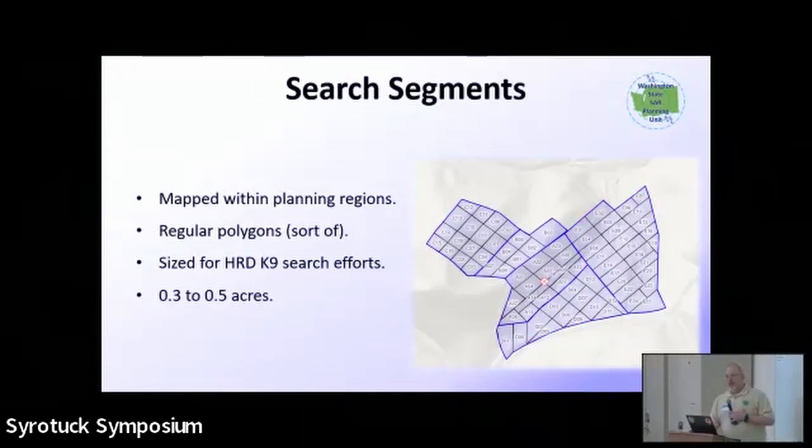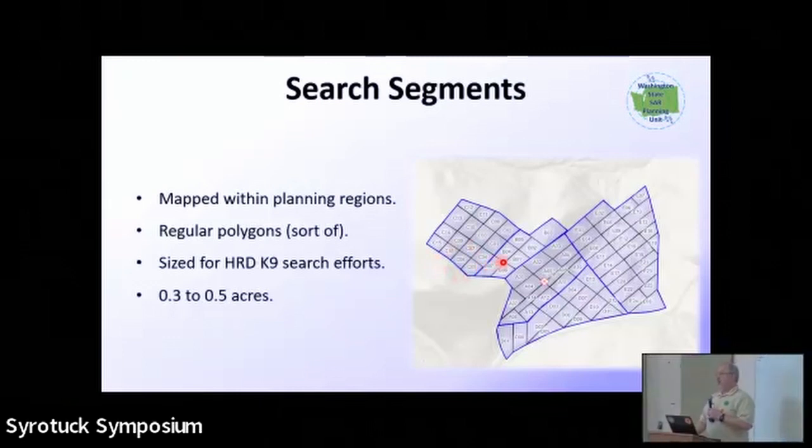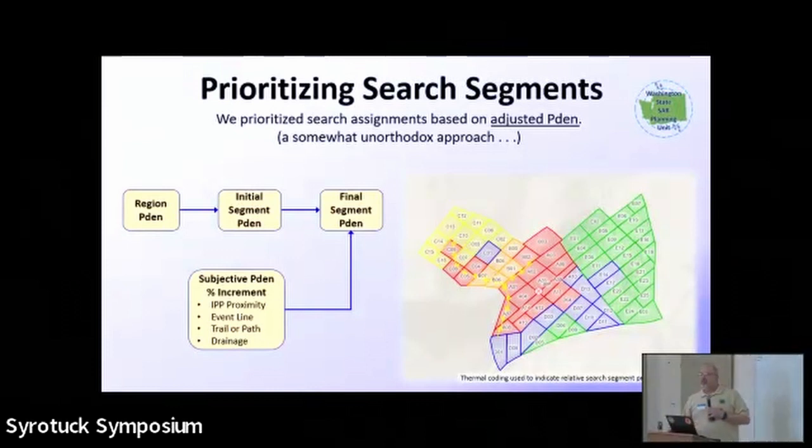Okay, and then we mapped the search segments within each planning region. So we provided the search segments, and we tried to do sort of regular polygons, but really what we're attempting to do here is optimize for canine searching. So smaller, 0.3 to 0.5 acres for HRD, for really detailed HRD work. Right. And this is kind of what came out. So right here we're following along the typical search theory concepts. And then here's where we took a little bit of a turn.